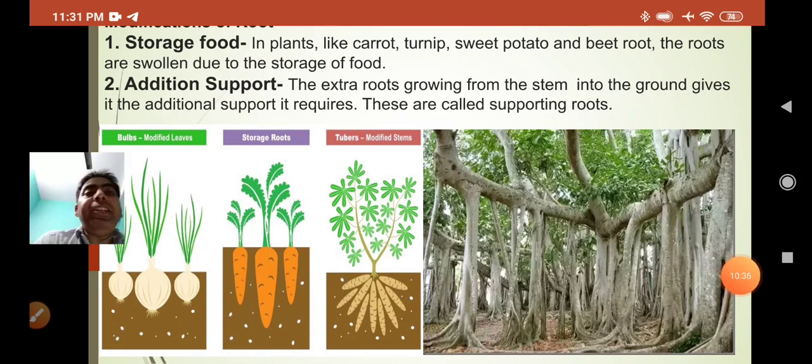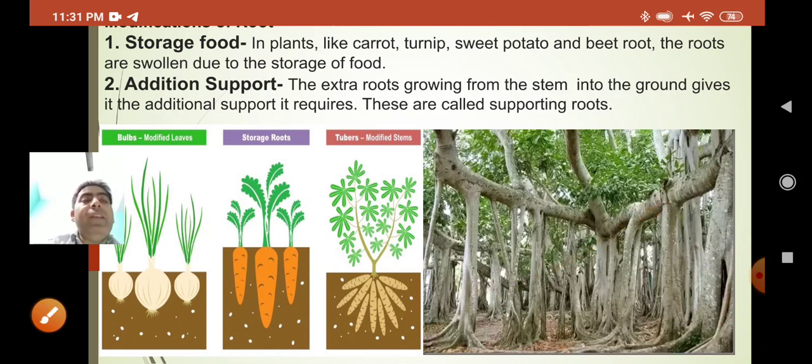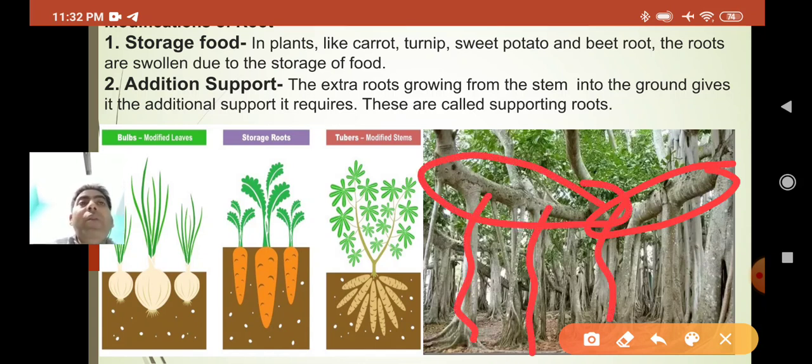Second is additional support. What is this additional support? Look at the banyan tree. This is the banyan tree, and you will find rope-like growths hanging down from its bigger branches. These are the bigger branches and the rope-like things are hanging down. What is this rope-like structure? This rope-like structure is called prop root. What is this called?